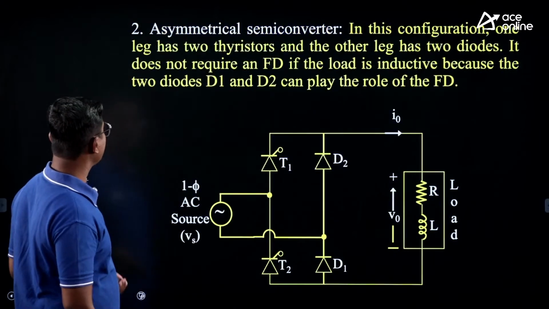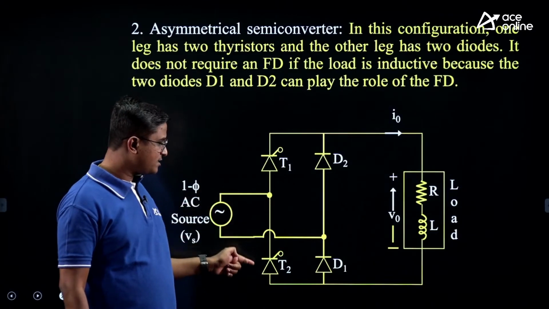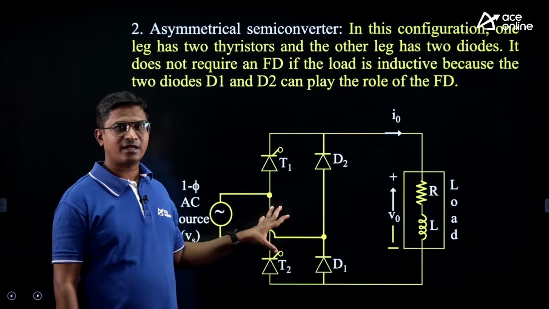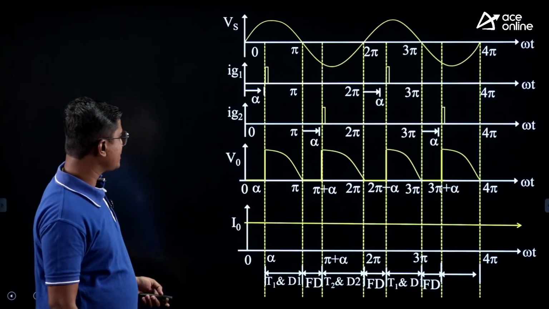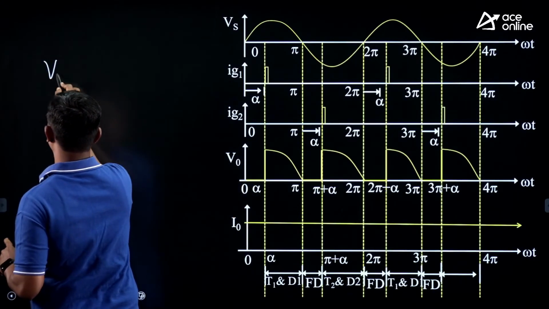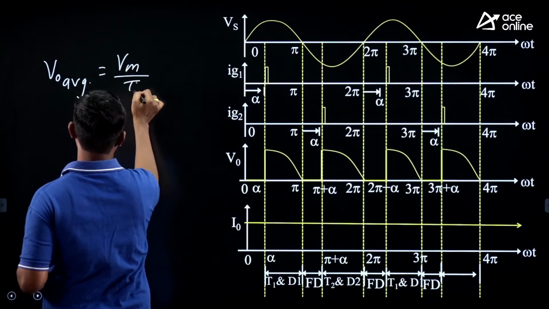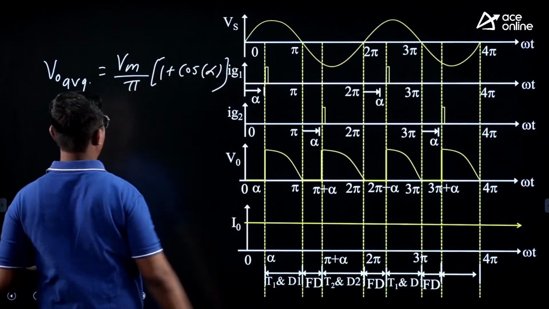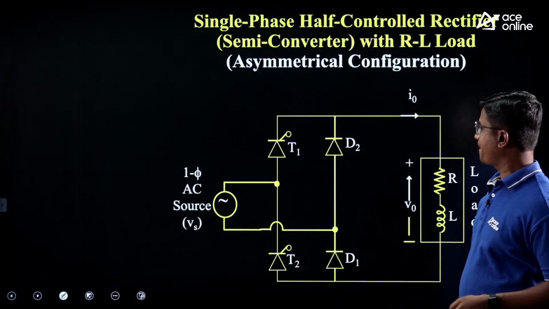And this is an asymmetrical type. You can check, 2 thyristors are in one leg and 2 diodes in another leg. So this is an asymmetrical type semi converter, right? For both these semi converters, the output voltage waveform is the same. For semi converters, the output voltage V0 average is equal to Vm by pi into 1 plus cos alpha. You can derive it from the waveform also. And for the full converter it was 2 Vm by pi into cos alpha, right?